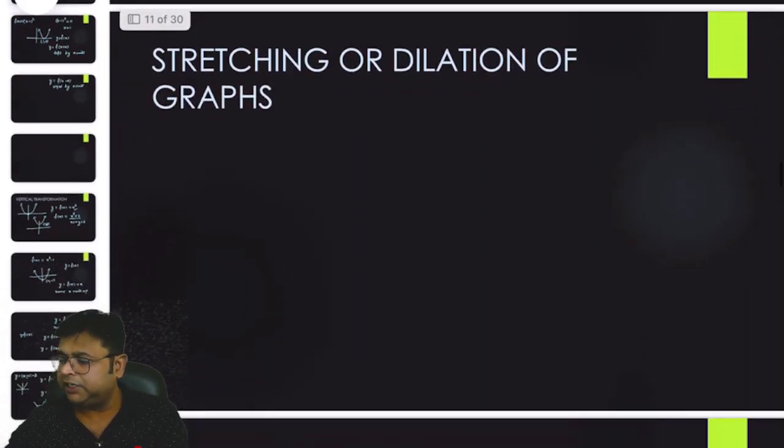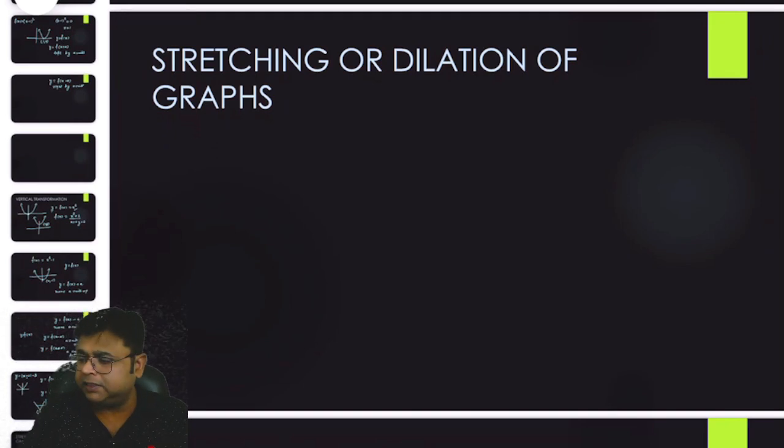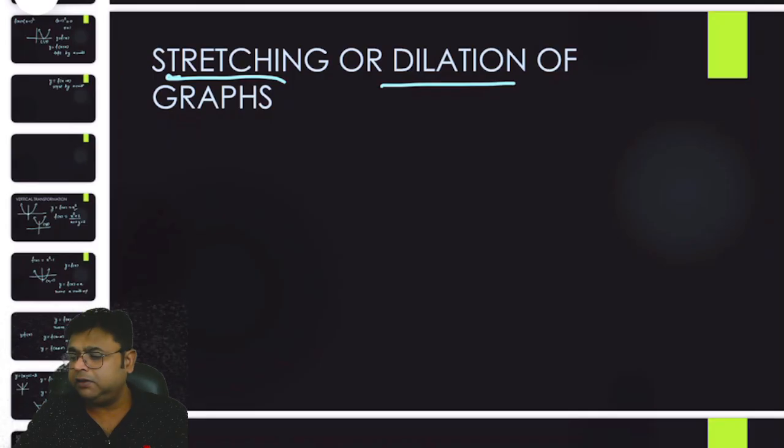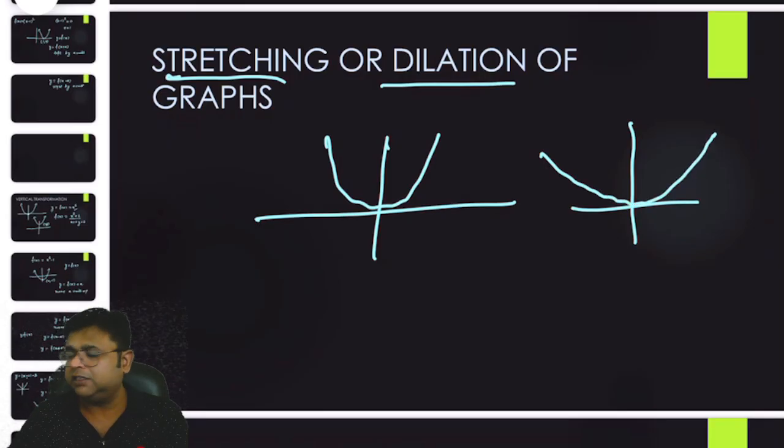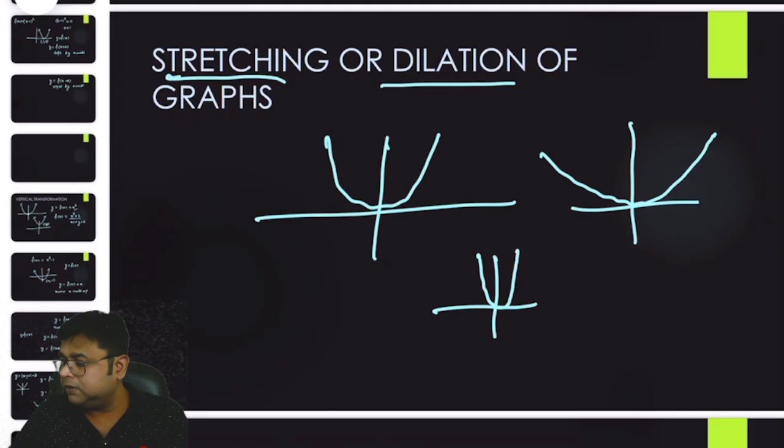Now let's move on to stretching or dilation of graphs. Both mean the same thing. Stretching the graph is like, suppose we have a graph like this, and the same graph becomes a little flatter, so it has stretched, or it becomes a little compressed, like this. In both cases the graph is getting stretched or dilated. Now the graph is changing, it's not the same, right?